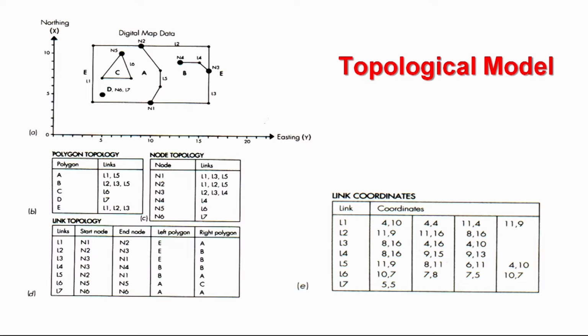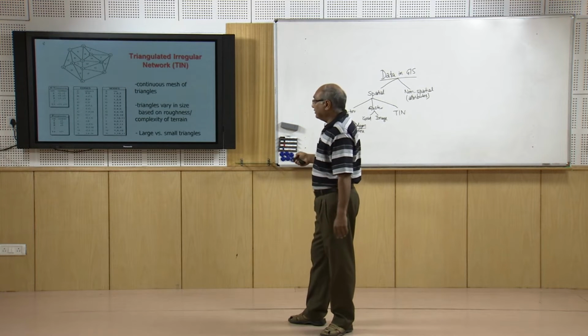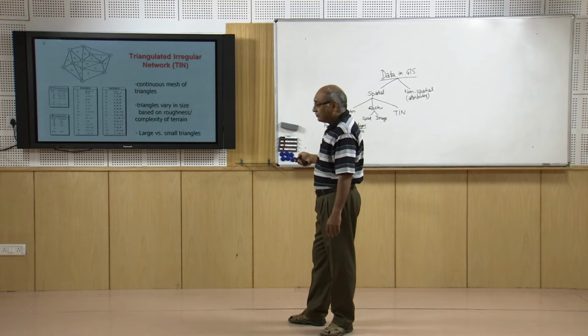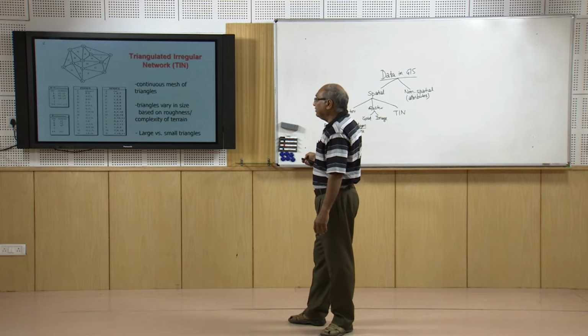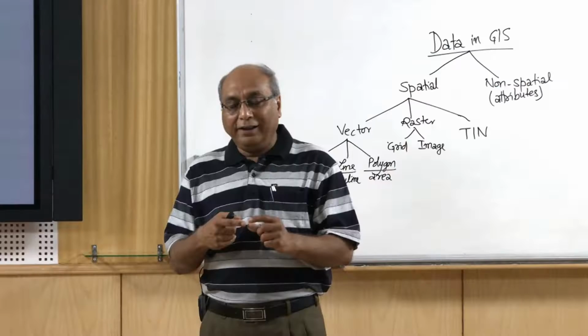So, for node 1 that is z1, node 2 z2, and so on and so forth. And there is no gap. So, it is a continuous mass of triangles. Triangles vary in size based on roughness and complexity of terrain. See the size, that is why it is called a triangulated irregular network.